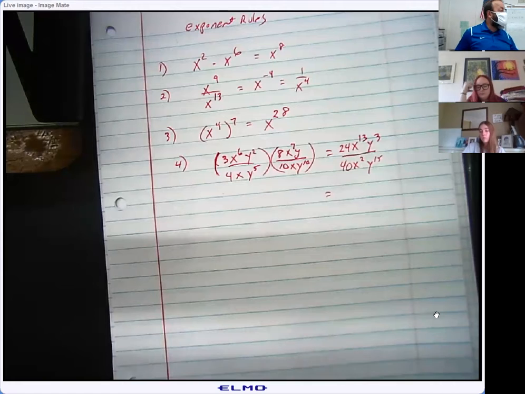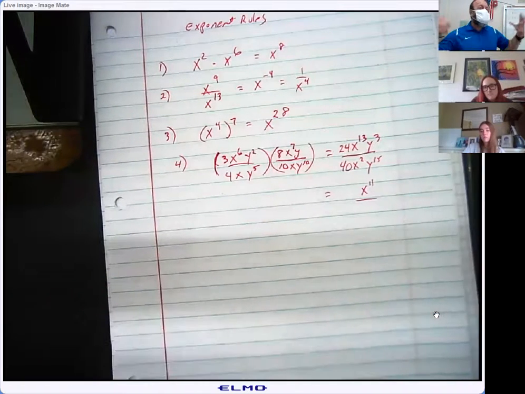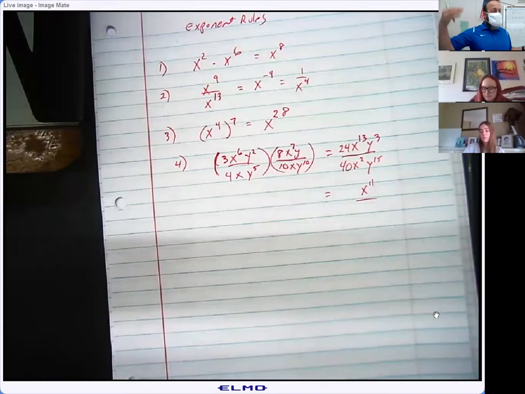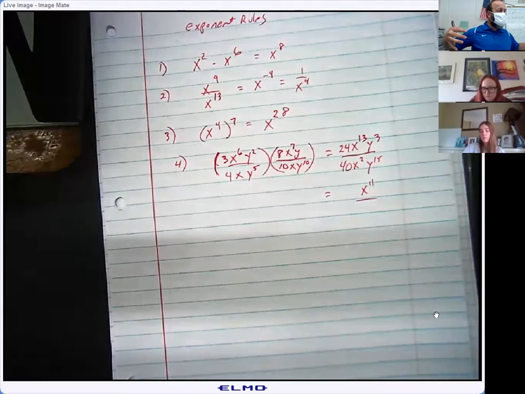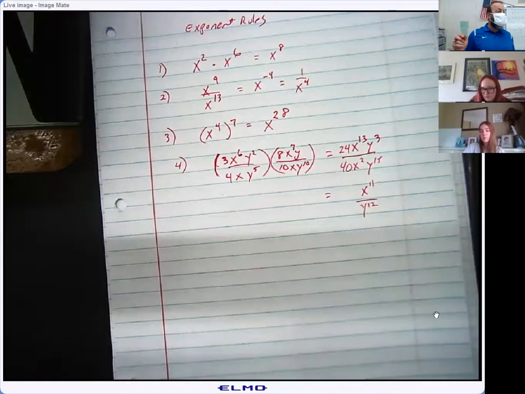13 on top, 2 on the bottom. What's left? 11. Where? Why? Because there's more of them, right? You start canceling them out, and how many y's should there be? 3 on top, 15 on the bottom. What's that? 12 on the bottom. There's more of those in the bottom. No big deal. And then 24 over 40.